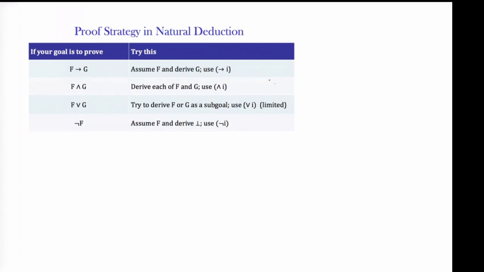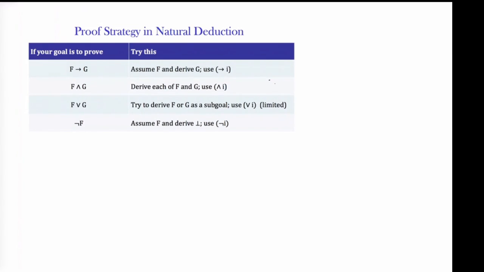So look at the formulas that you want to prove. If your goal is to prove F implies G, then in class we talked about assuming F, deriving G, and then using the implication introduction rule. For the conjunction, derive each of F and G and then use conjunction introduction. And for disjunction, you can try to prove one of these formulas, F or G, and then use or introduction. And I said it's limited.